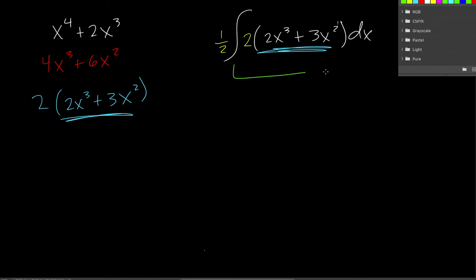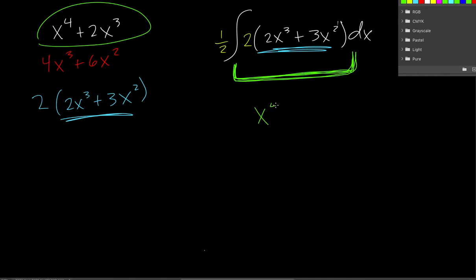Now we know, since antiderivatives and derivatives are just forward and backward of each other, that this entire piece is just going to be this. Okay. And so I'm going to replace that. So I do x to the 4th plus 2x cubed, and then I still have my 1/2 on the outside. And so if I distribute that 1/2, I get 1/2 x to the 4th plus x to the 3rd.